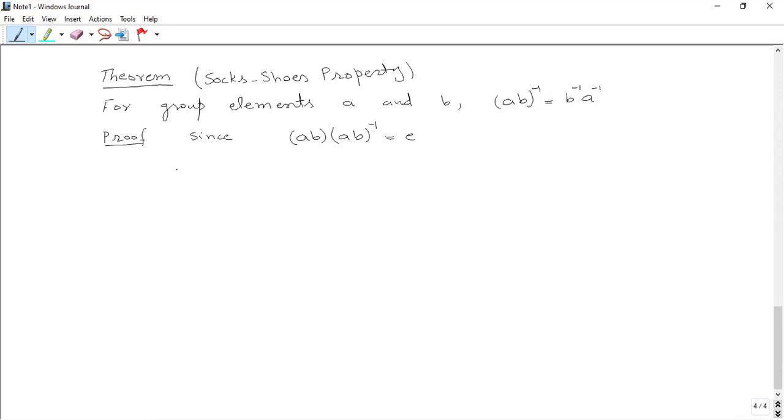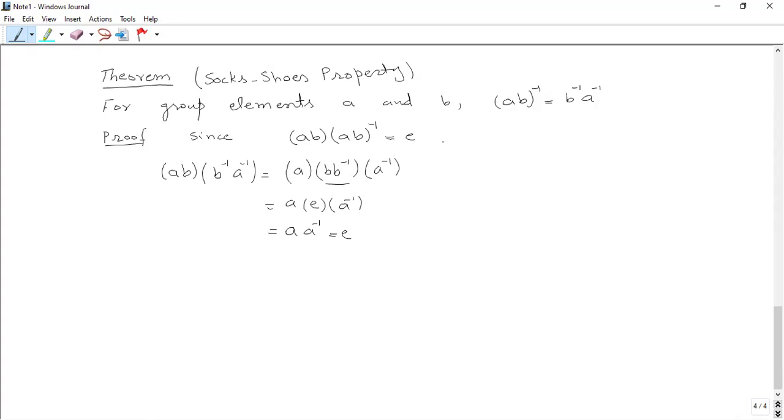So we consider ab into (ab) inverse. Okay, now we consider ab into b inverse a inverse, and due to associativity we can take it as a into (b b inverse) into a inverse, and because b b inverse is the identity, we have a into e into a inverse, and this is equal to a a inverse, which is equal to identity.